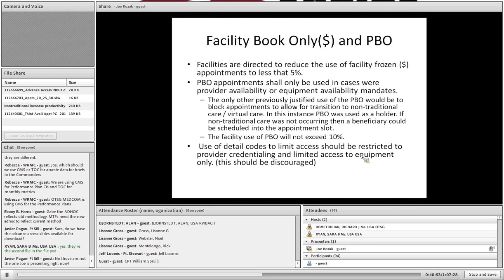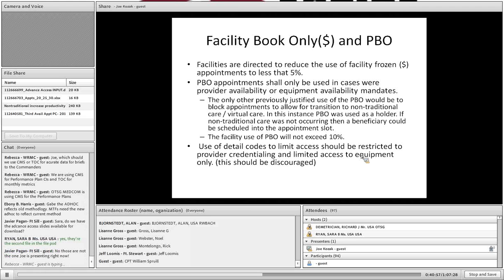Previously, you can see the sub-bullets there. It was one of the things that we were saying you could use to block non-virtual time, or virtual care time. But under Colonel Swofford's current guidance and Colonel Goodman, or Mr.